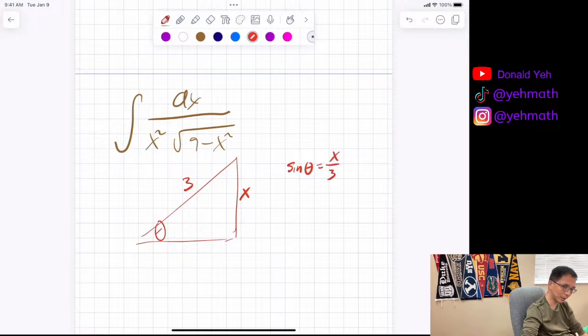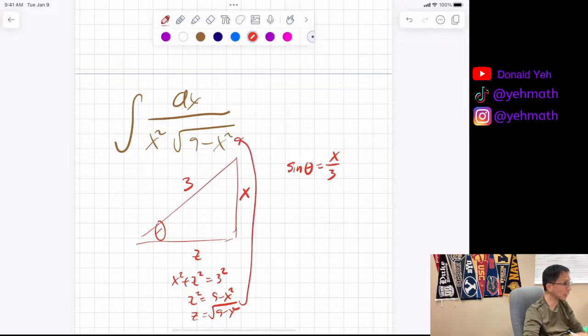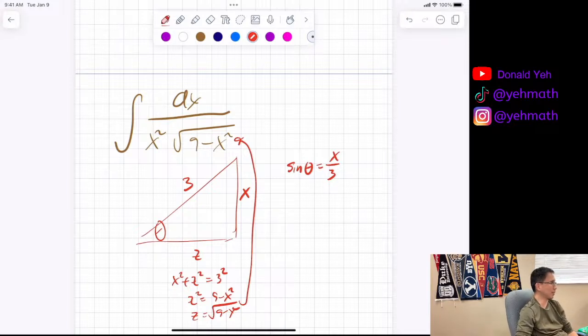Because let's just assume this side is z. So it'll be x squared plus z squared equal to 3 squared. So z squared is equal to 9 minus x squared. So z equals the square root of 9 minus x squared, which is perfect for the question. Do you guys see that? So if you don't have reasoning, you know the derivative of arc sine anyway, so it has to be sine. I think that'll be an easier way to remember that. You don't have to figure out which piece is which piece.